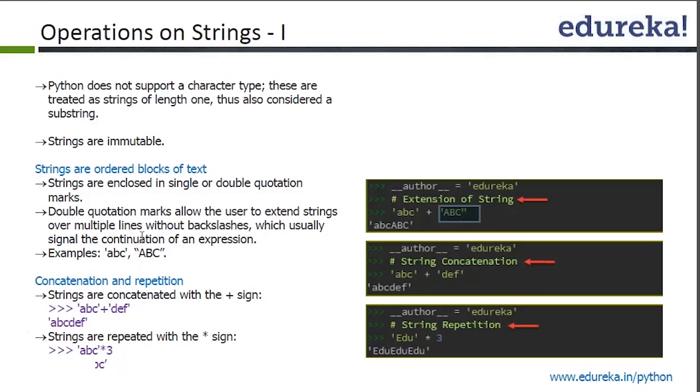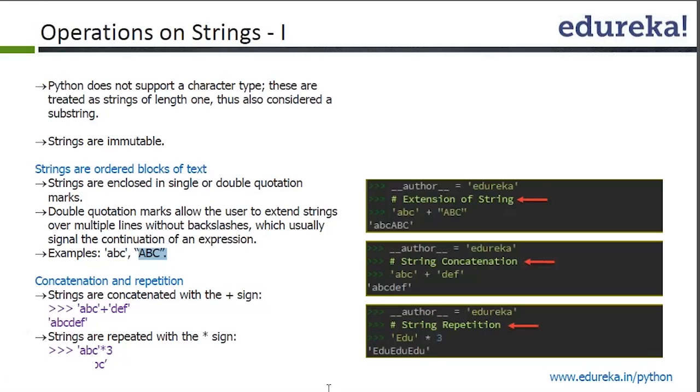Triple quotation marks allow the user to extend strings over multiple lines without backslashes, which usually signal the continuation of an expression. So you understand this, right? If I have a multiple line string, then I have to use triple quotes. Examples are ABC and ABC.